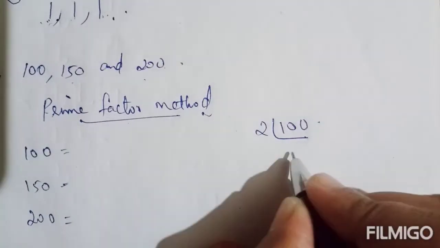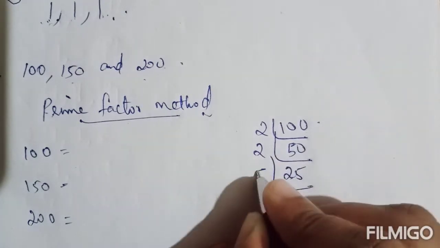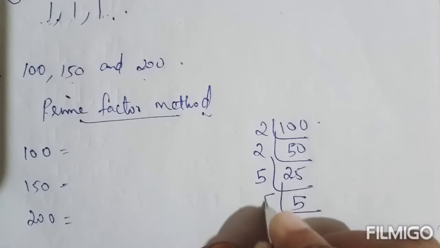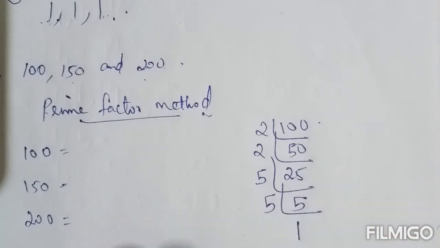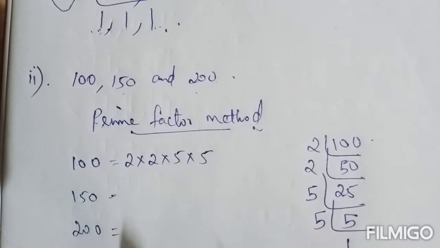100 you can divide by 2, 50. 50 you can divide by 2, 25. 25 you can divide by 5, 5. 5 you can divide by 5, 1. So 100 is 2 into 2 into 5 into 5.